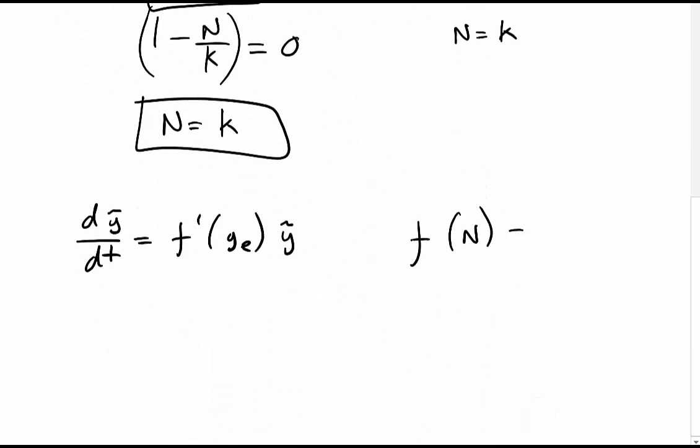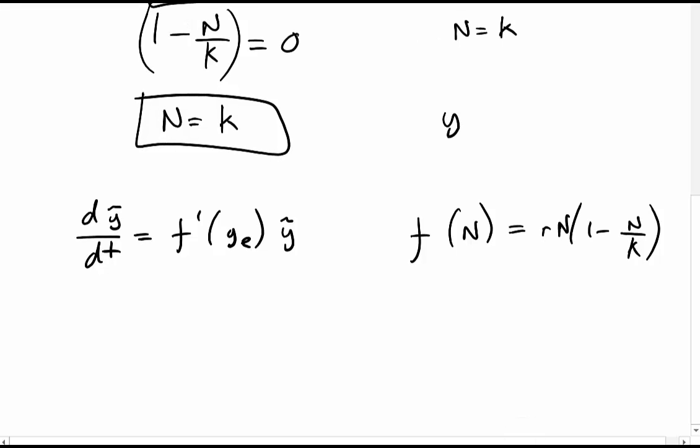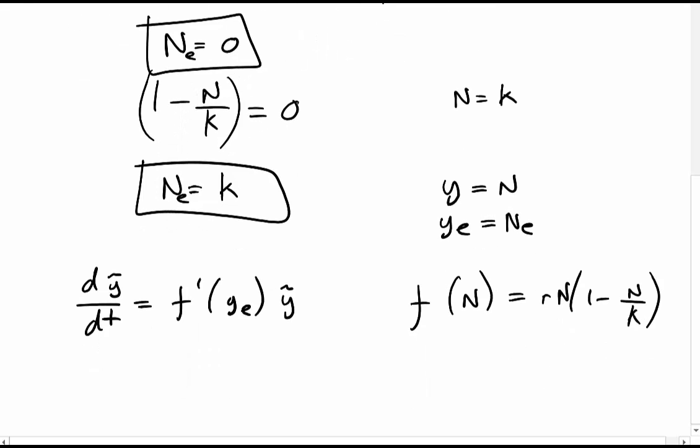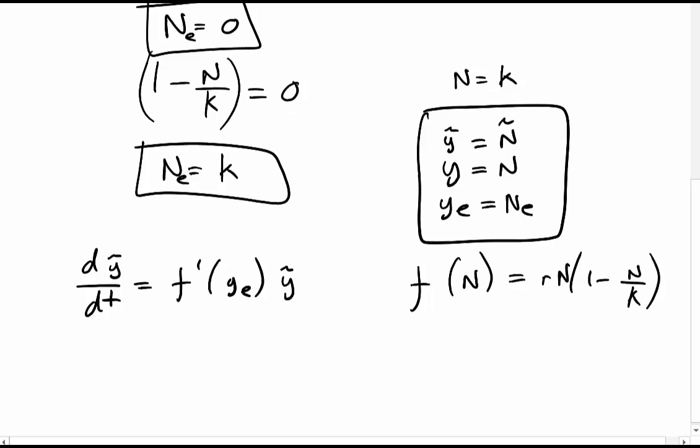So f of n is equal to Rn times 1 minus n on k. In other words, what we're trying to do is replace y, where y is equal to n. Ye is our equilibrium points, so our equilibrium points are ne. I could denote these equilibrium points with little ne's, keeping the notation the same. And so therefore we also have y tilde equal to n tilde as well, just by the same notation as we had before. So this is effectively our new notation, and it kind of makes sense.